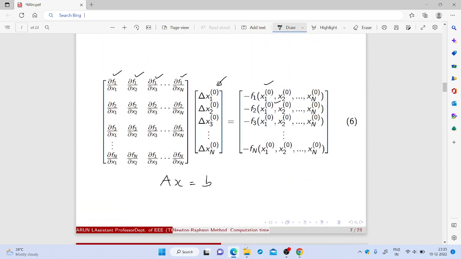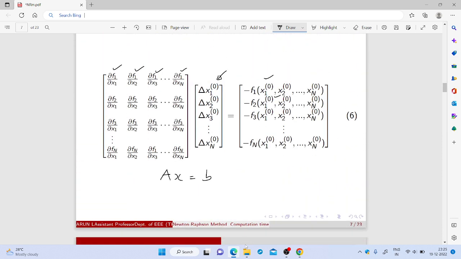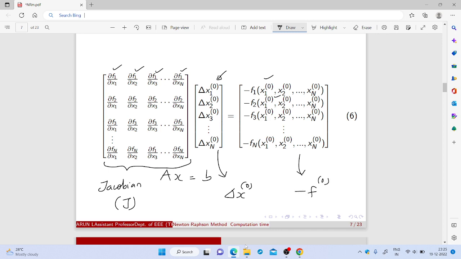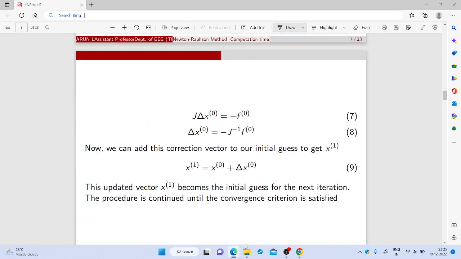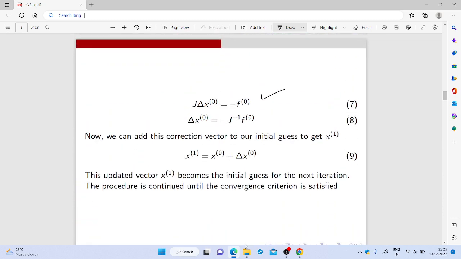So the previous system can be written like this. This matrix is known as the Jacobian matrix, and it is denoted by J. And this matrix is denoted as delta x of 0, and this one is minus f of 0. So in matrix form we can write it like this: J delta x of 0 is equal to minus f of 0. So delta x of 0 is equal to minus J inverse into f of 0.